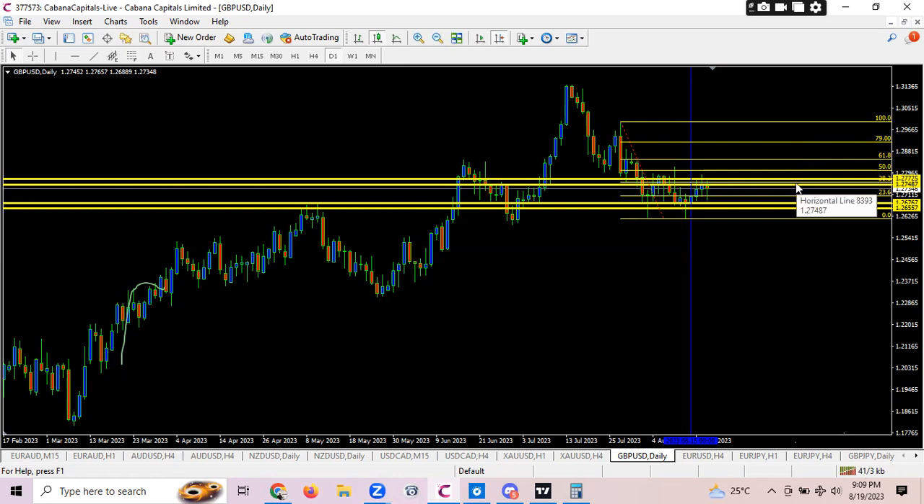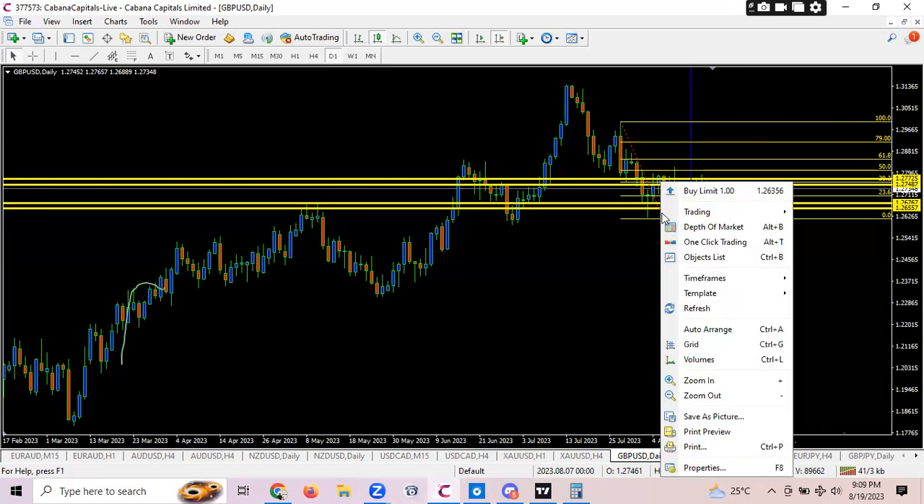For those who are seeing a sell setup on the charts, wait for price to pull back to 61.8 or 79.0 before you sell. That's my take on GBP/USD.